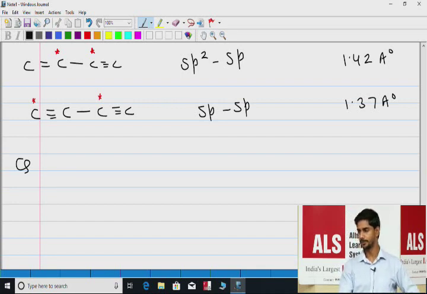Not always true sp2 for the double bond. Yes, there is a concept that how to determine the hybridization. I'll discuss about it in the hybridization section. Don't worry for that.